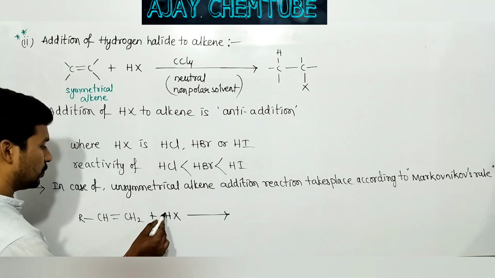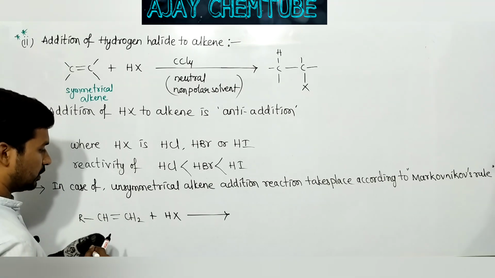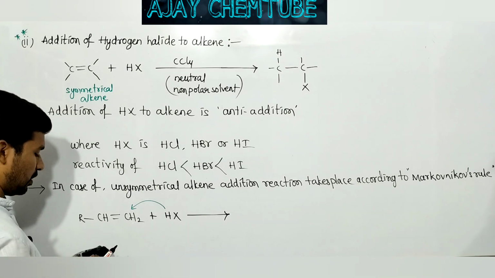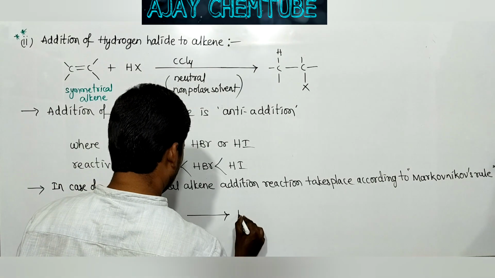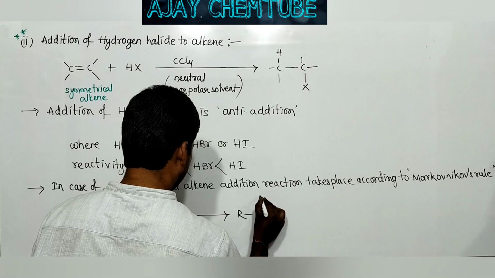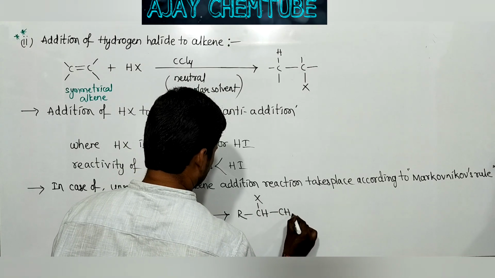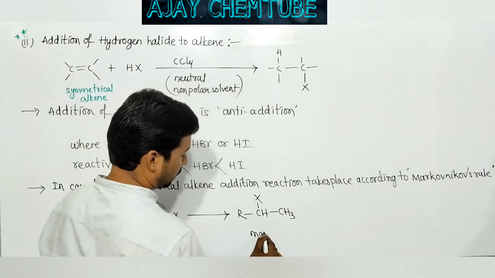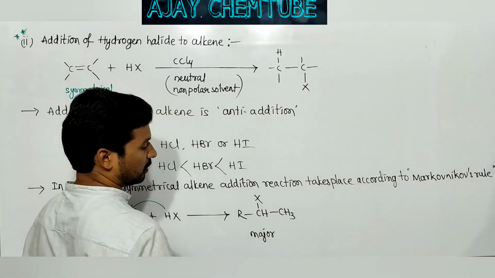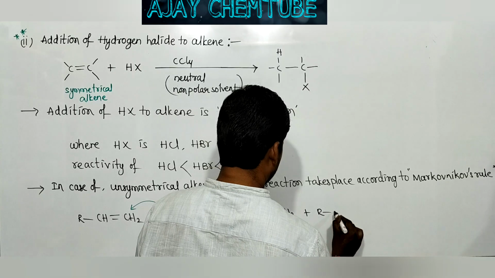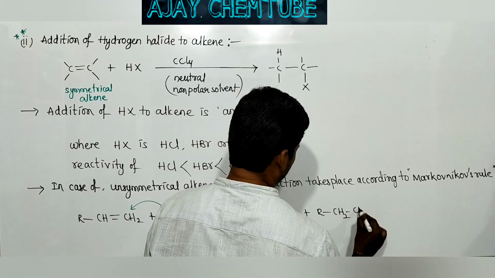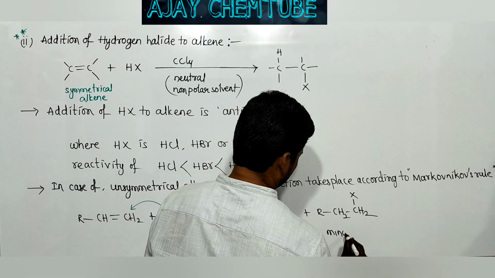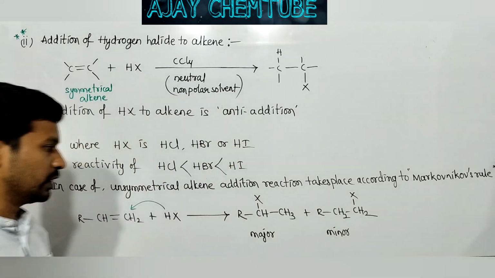So according to Markovnikov's rule, here H is added to this carbon, and X is added to this carbon. Thus the product is RCHXCH3, this is the major product according to Markovnikov. One more product is also formed, that is RCH2CH2X, but this is very minor. This is explained by Markovnikov's rule.